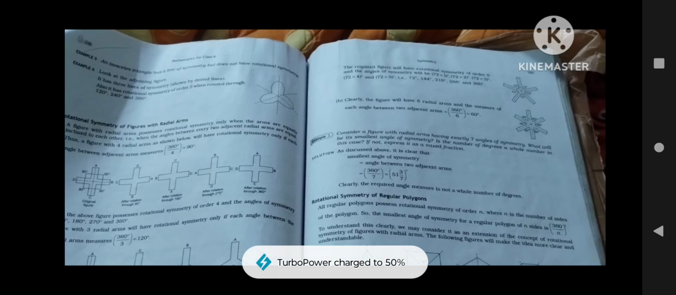Clearly, the figure will have 6 radial arms and the measure of each angle between two adjacent arms equals 360 degrees divided by 6, which equals 60 degrees.